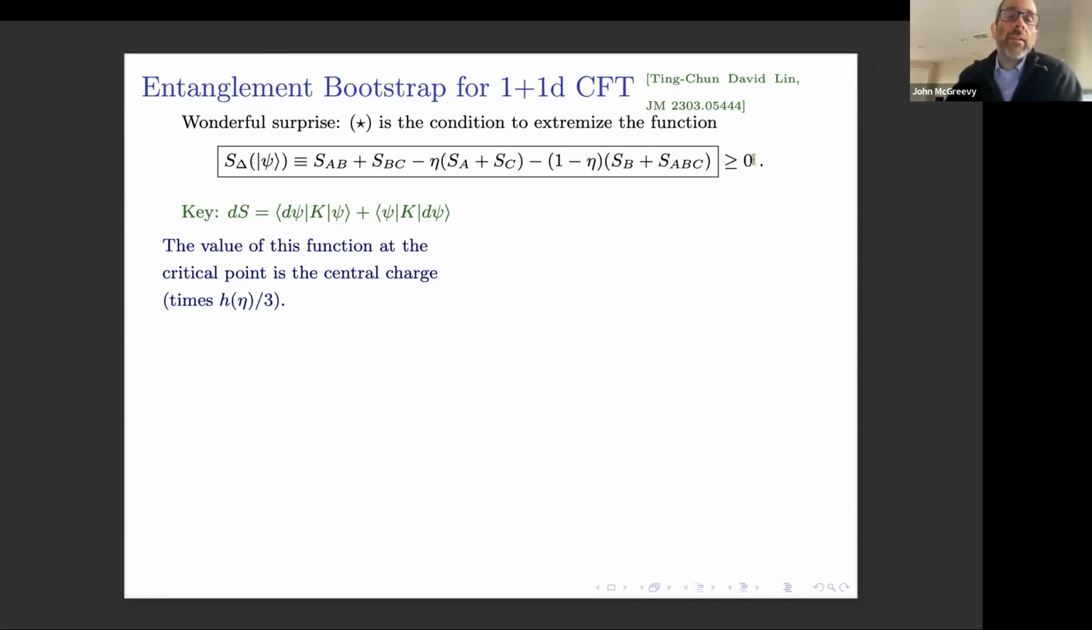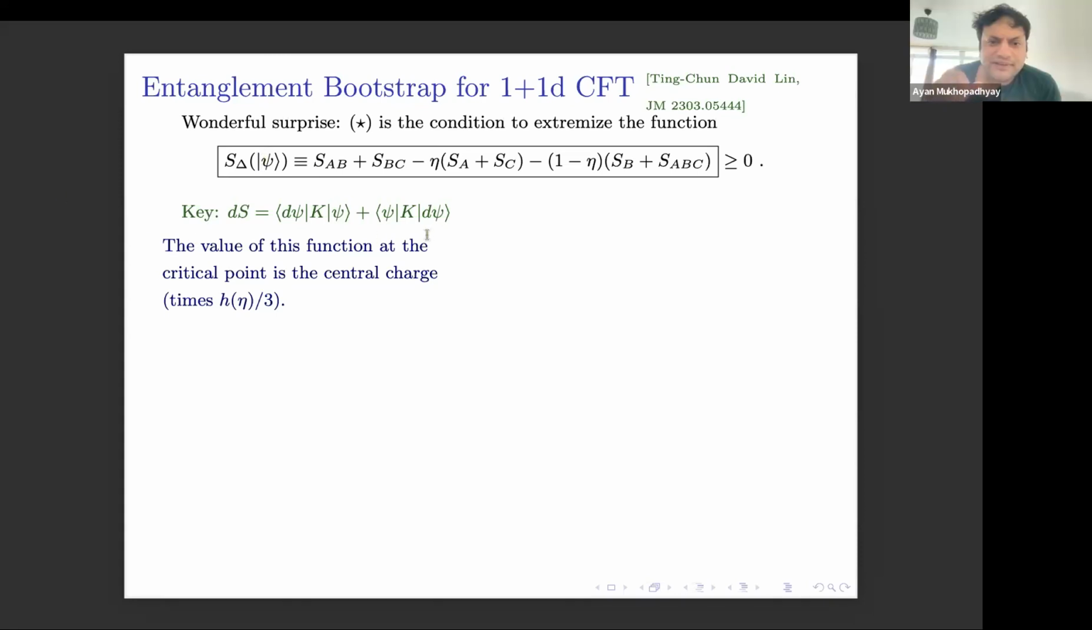And the condition that if I vary the state, the variation of this quantity is 0, because of the fact that it's made from entanglement Hamiltonians, the variation of any of these S's is of this form under the variation of the state. If I vary the state, I get 0. That gives me this equation star. So that means that there's this simple function for which CFT ground states are saddle points.